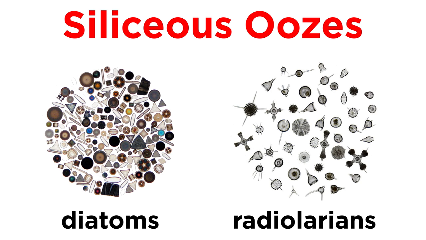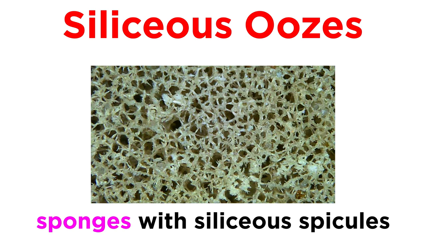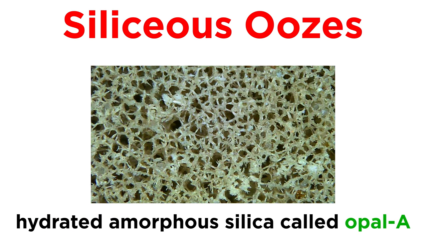For the most part, siliceous skeletal materials are produced by two main groups of organisms, diatoms and radiolarians. Diatoms comprise a large portion of Earth's biomass and are responsible for 20 to 50% of global annual oxygen production. Additionally, some types of sponges build structural components, or spicules, from silica, also contributing to the pool of siliceous ooze. It is important to note that the silica these organisms build is not crystalline. It is a hydrated, amorphous form of silica called opal A. Most probably know of opal as a type of gemstone.